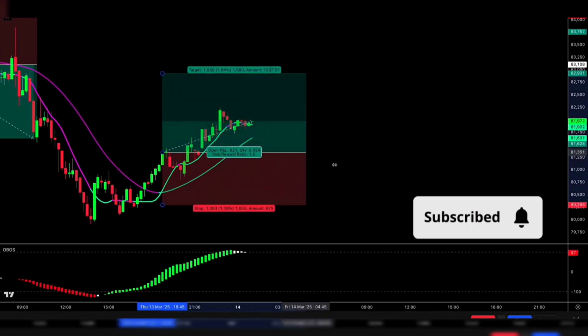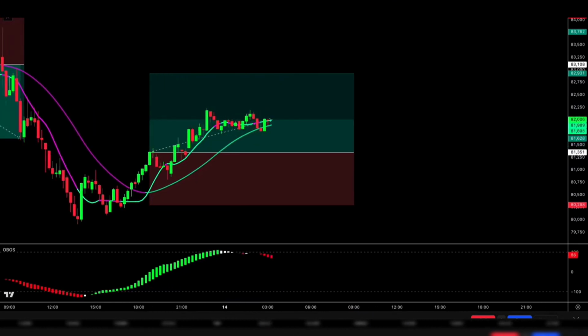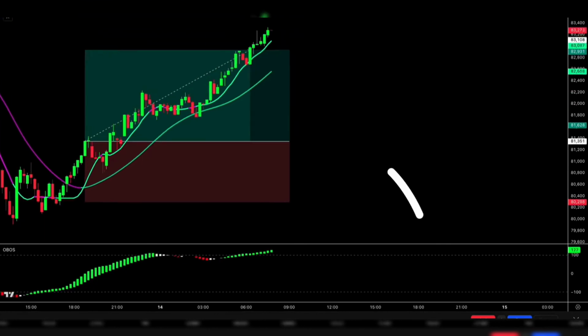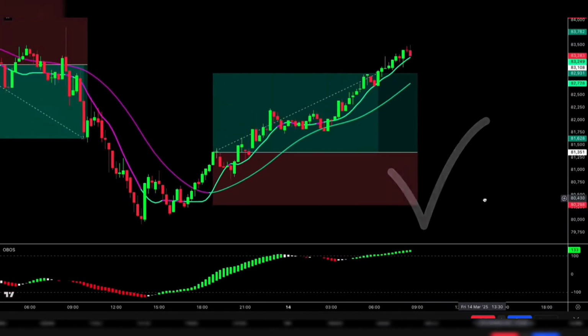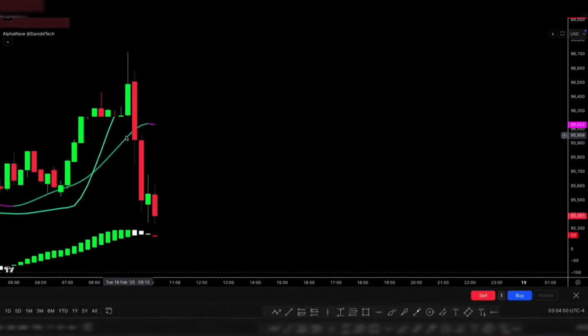Here the market has not touched either the stop loss or the target. The market has completely hit the target. I hope you must have liked this trading indicator. Let's see another sell trade.